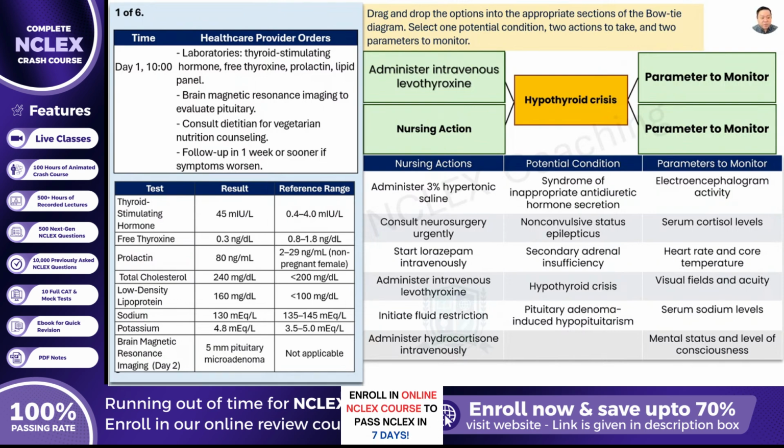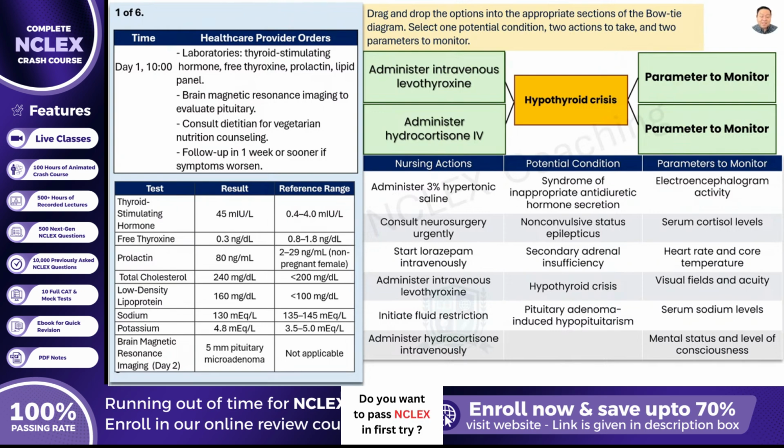Now, the other intervention you should select is the hydrocortisone IV. Why? Because when a patient has this crisis, and when you give them an IV thyroid hormone, it can speed up the metabolism and it can uncover hidden adrenal problems. Now, if the adrenal glands cannot keep up, the patient could go into adrenal crisis, which can be fatal. So we give steroids just in case until we know for sure her adrenals are okay.